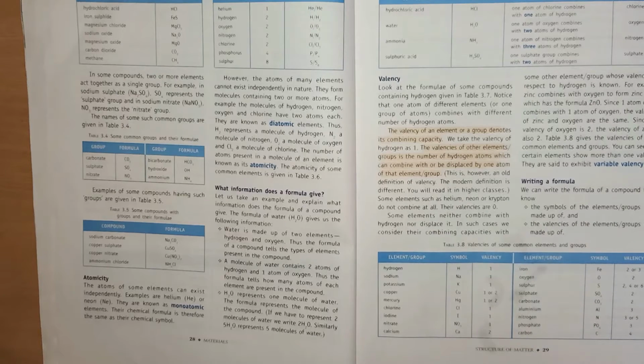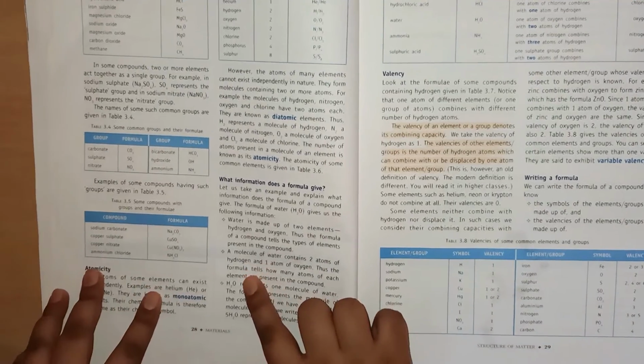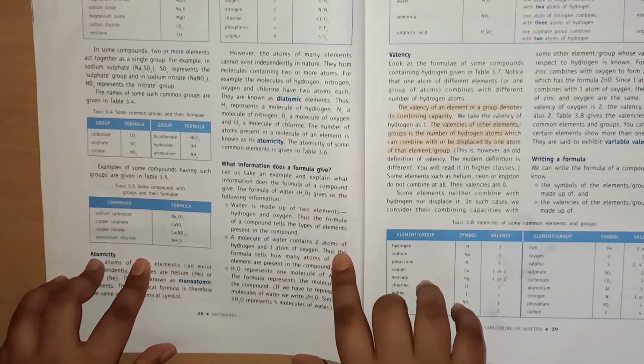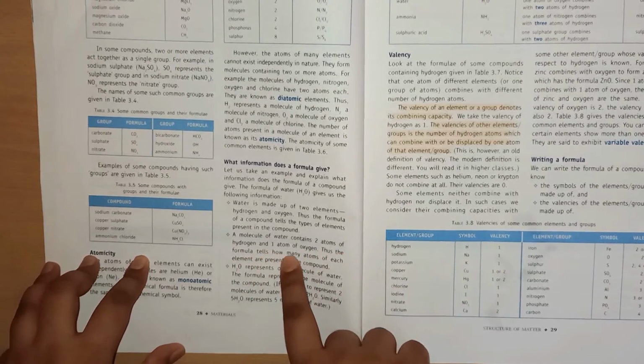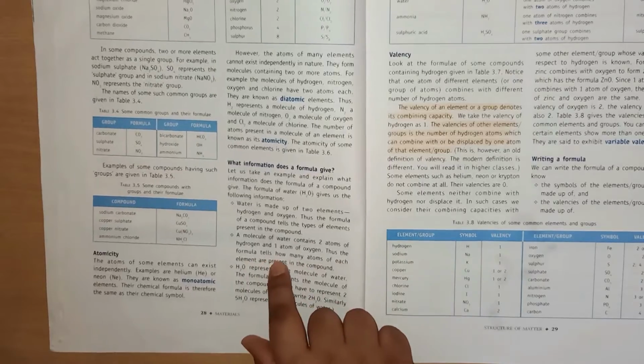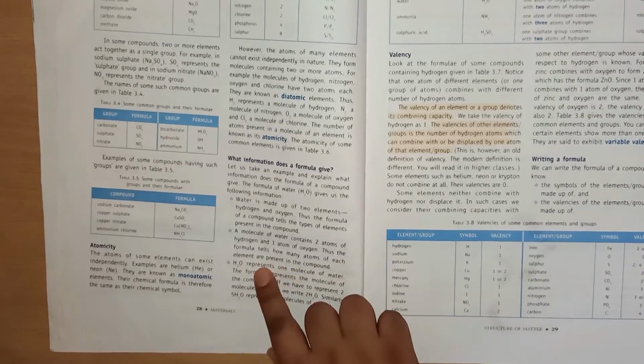So firstly, the formula of a compound tells us the names of the atoms present in the compound. A molecule of water contains two atoms of hydrogen and one atom of oxygen. Thus, the formula tells how many atoms of each element are present in the compound. So the formula is also telling us the number of atoms of each element present in the compound.